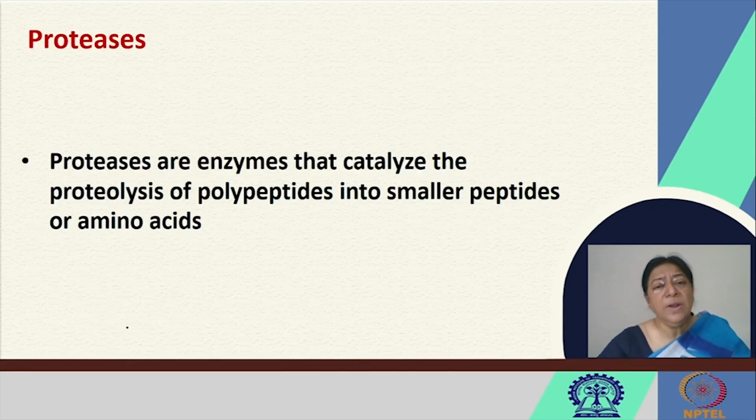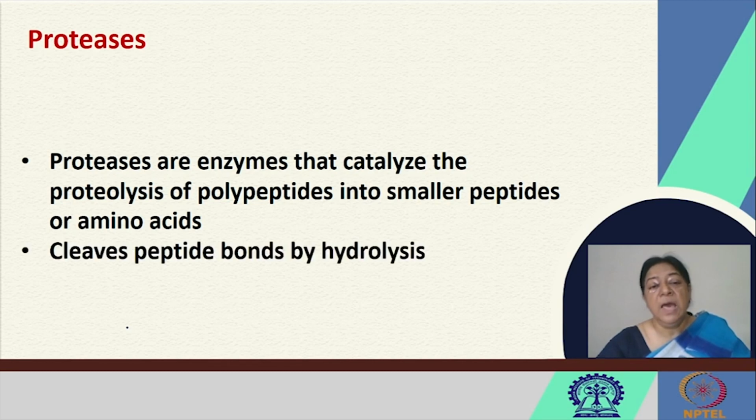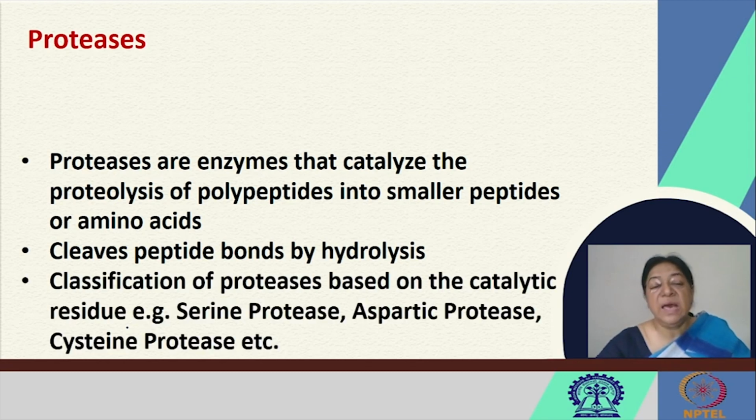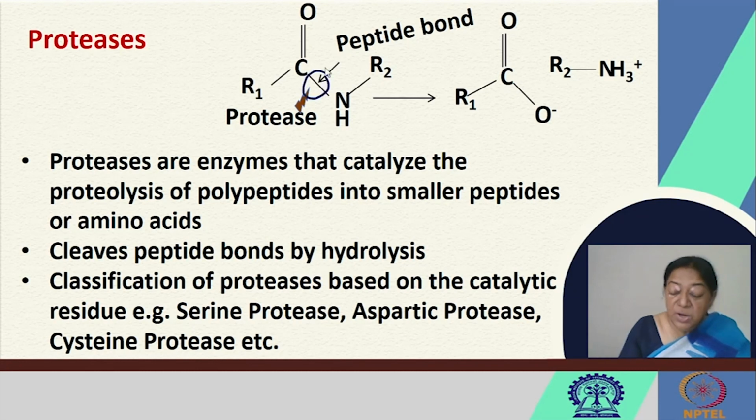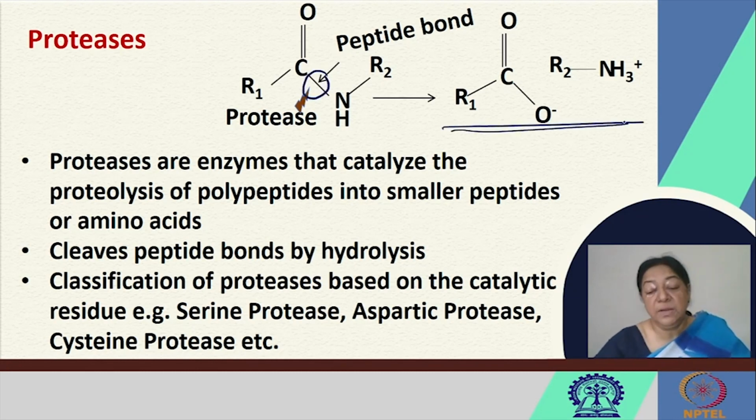So, what other methods are available? We have the proteases. Proteases is a topic that we covered when we looked at enzyme mechanisms in terms of the workings of chymotrypsin. And we know that this also cleaves peptide bonds by hydrolysis in an enzymatic fashion. And we have a classification based on the catalytic residue, like we looked at serine proteases, aspartic proteases, or cysteine proteases, depending upon what is present in the active site. So the specific enzymatic cleavage that we now look at is the protease acting on the peptide bond, resulting in the cleavage of the peptide bond.